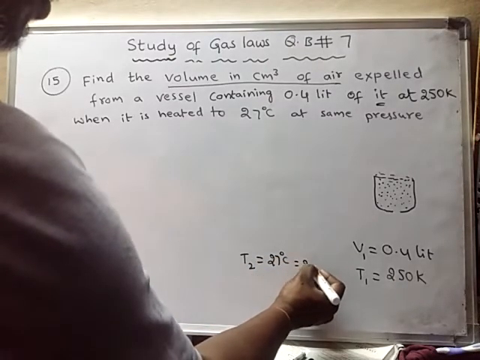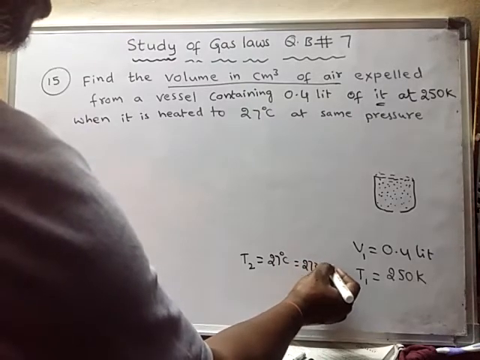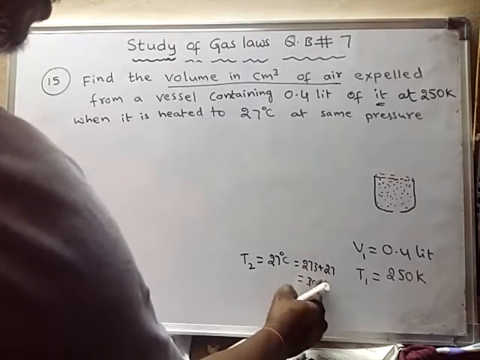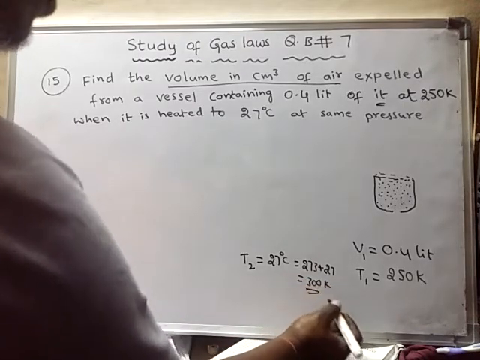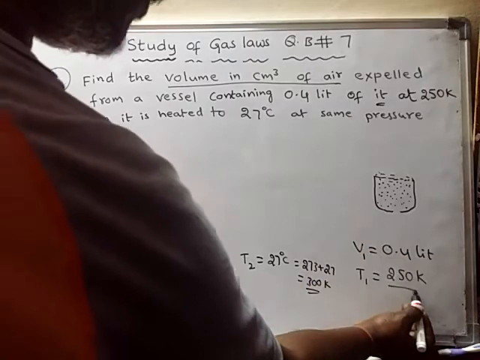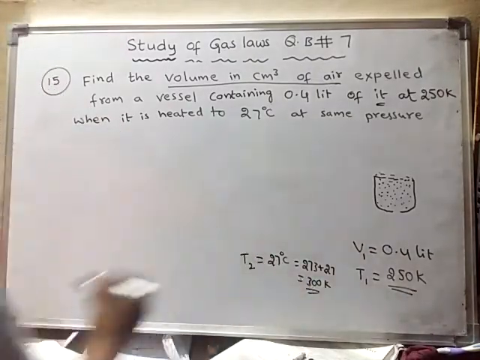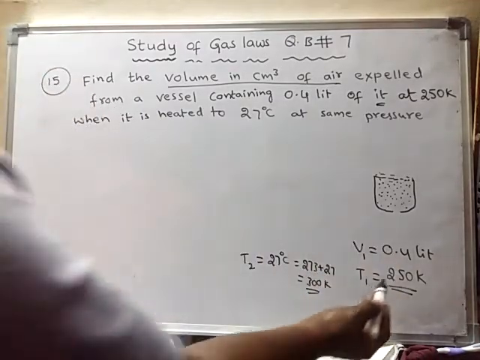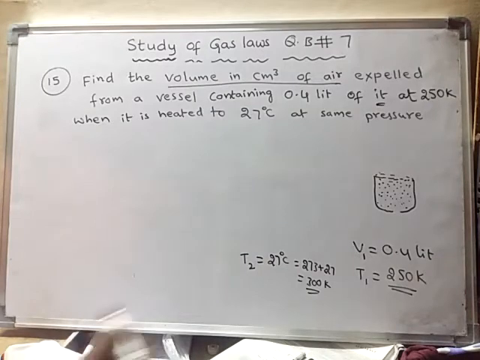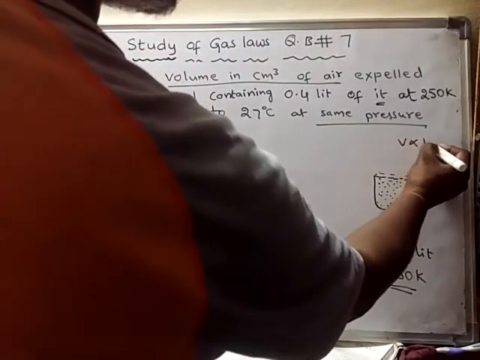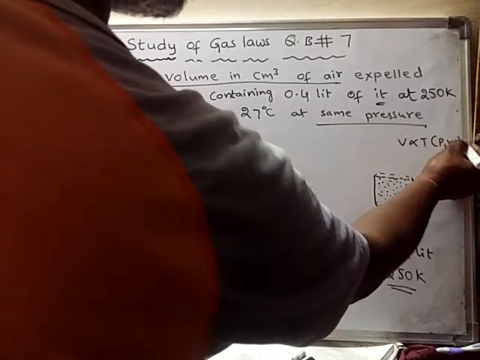27 degrees centigrade means how much? It will be equal to 273 plus 27, so 300 Kelvin. So the gas at 250 Kelvin is heated to 300 Kelvin. The volume also will increase when temperature is increased from 250 to 300 Kelvin, because of Charles law: at constant pressure, volume is directly proportional to temperature when pressure and mass of the gas remain constant.